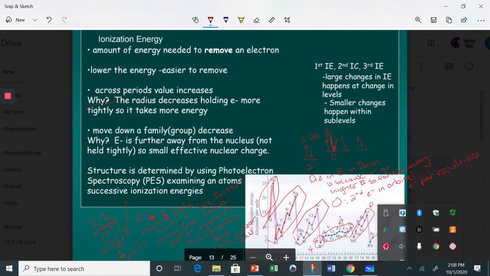Okay, now, it says up here, why does the trend happen the way it does, and then says, oh, well, you have to use this as an explanation. The radius decreases, holding electrons more tightly, so it takes more energy. Really, you need to say that you have less distance, greater Coulombic force, more nuclear pull.